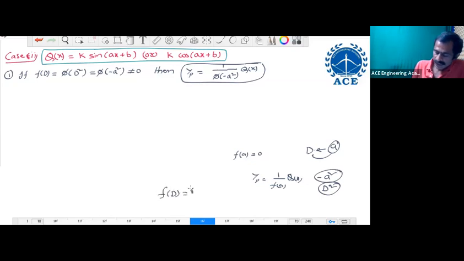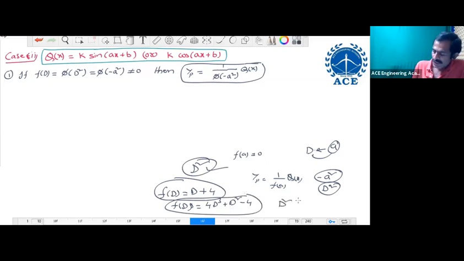Just look at this: f of d equal to d plus 4, and f of d equal to d square minus 4. In the first f of d, there is no d square term, but the d square term is present in the second one. Wherever d square is present, in place of that we write minus a square. A is the coefficient of x in the sine function or cos function. So from the sine or cos function we find a, and we substitute minus a square in place of d square. It is the only difference.